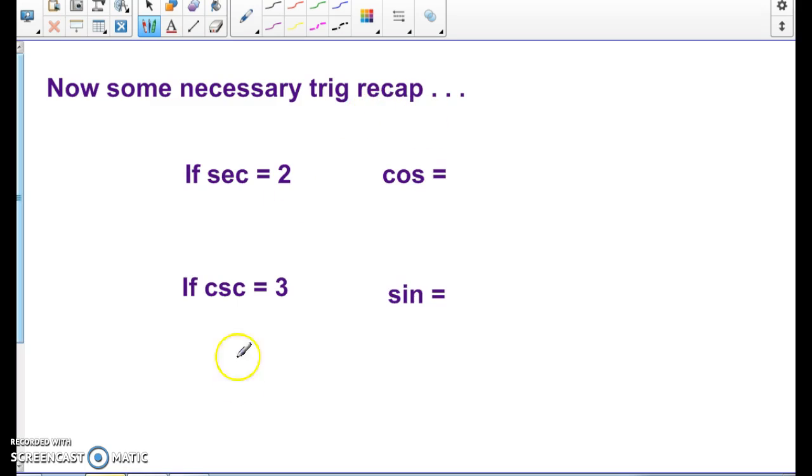Just as a necessary trig recap, remember secant and cosine go together, cosecant and sine go together. Therefore, if the secant is 2, cosine is 1/2. If cosecant is 3, the sine is 1/3. They're reciprocals.